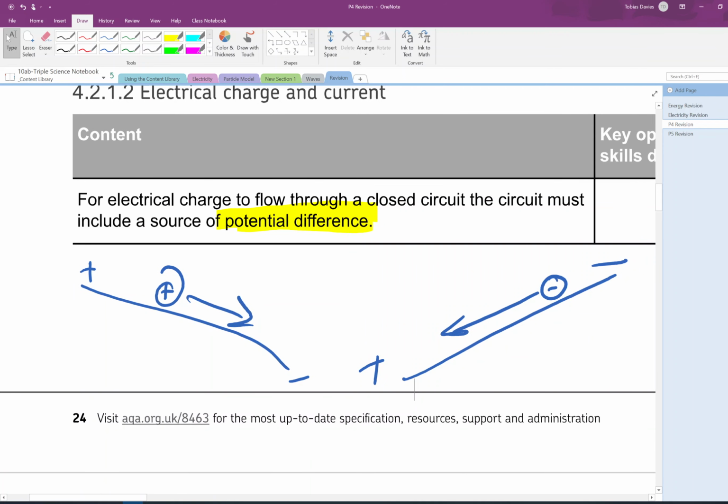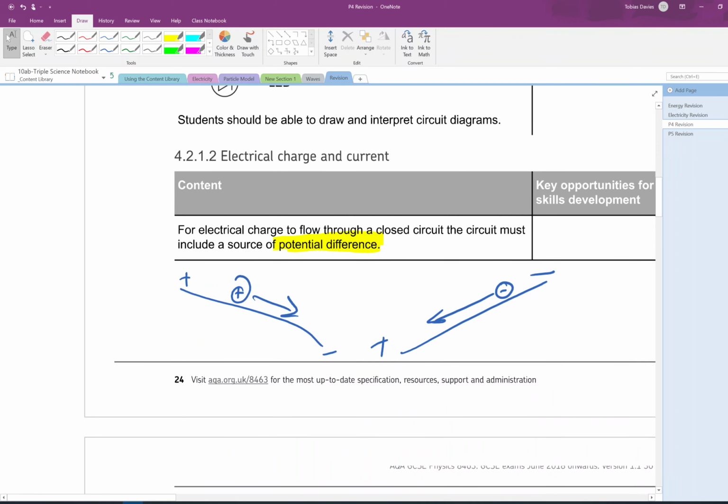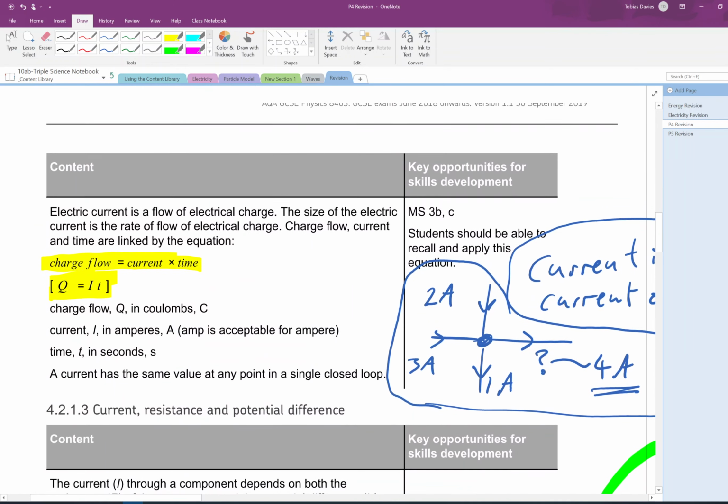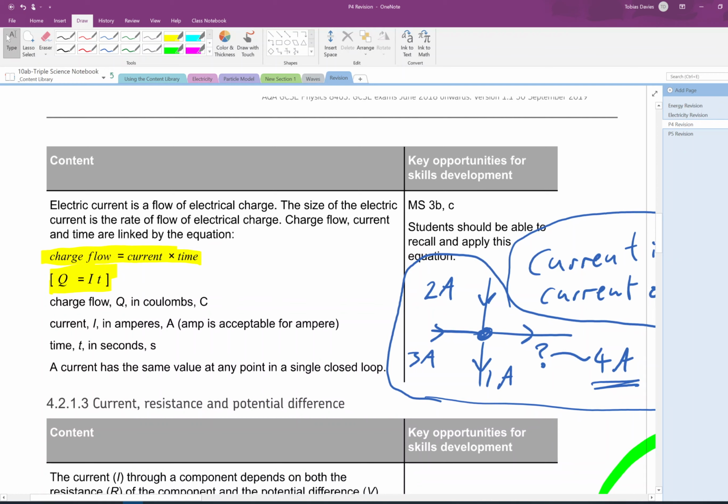A positive charge would go from positive to negative. So it's the potential difference that's making those charges move. Those charges moving then represent a current. So a current is a flow of electrical charge, and you need to know the equation. So you should be able to recall that. And then a current will have the same value at any point in a single closed loop.